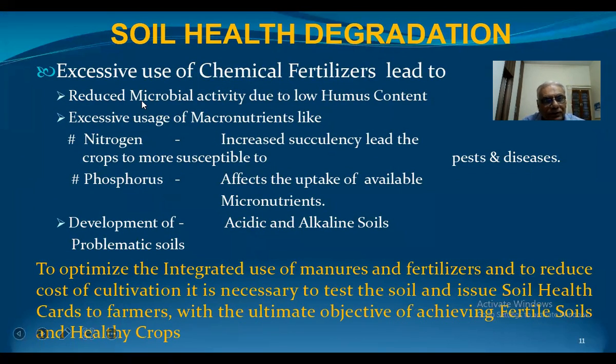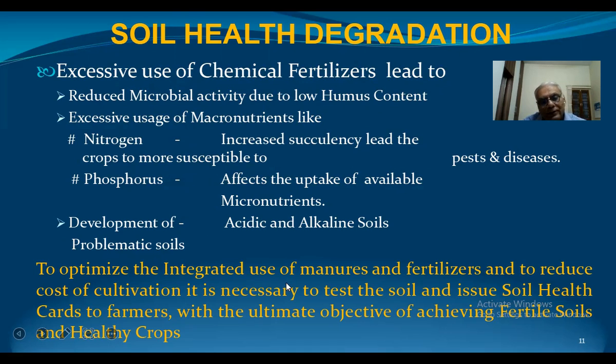Soil health degradation. You know that today the farmers are using excessive chemical fertilizers, which lead to reduced microbial activity due to low humus content, and excessive use of macronutrients like nitrogen, phosphorus, etc. So there will be development of acidic and alkaline soil, and by using nitrogen, there will be increased succulency, which leads the crop to be more susceptible to pest and disease. So farmers are using more nitrogen fertilizer. They do not follow the recommendation of the State Agriculture University.